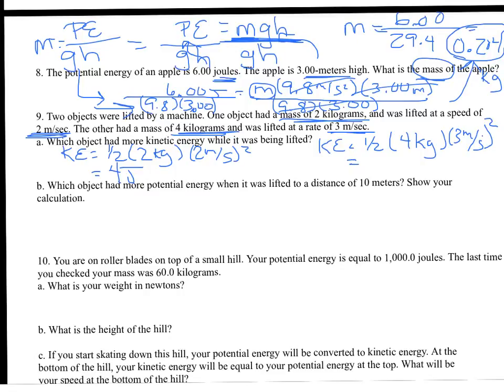And on the next one, 3 squared is 9. 9 times 4 is 36. Half of 36 is 18. So the second object has more kinetic energy than the first object.